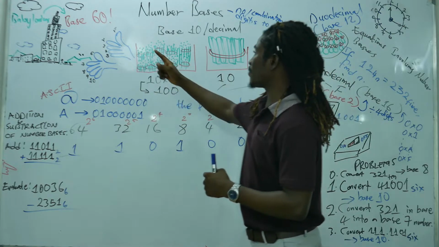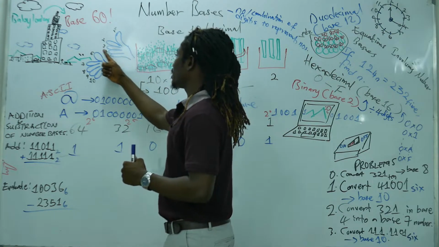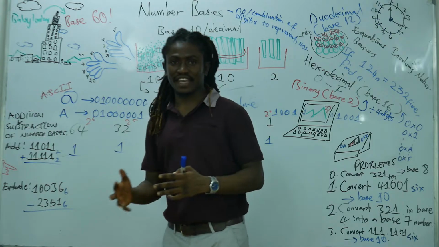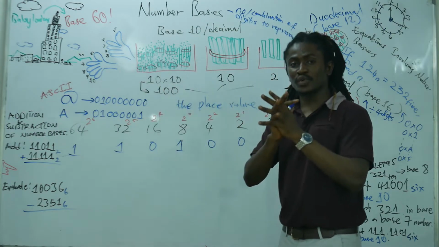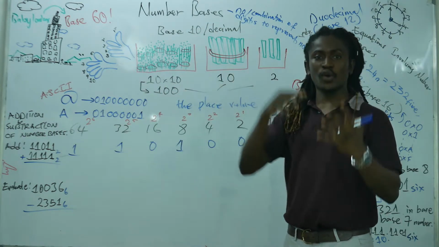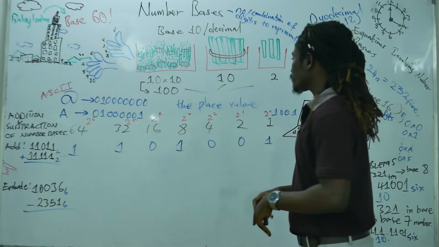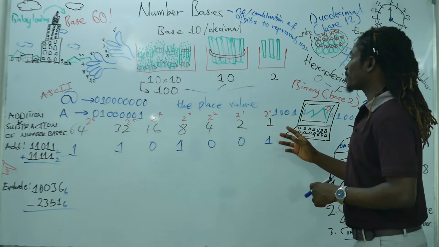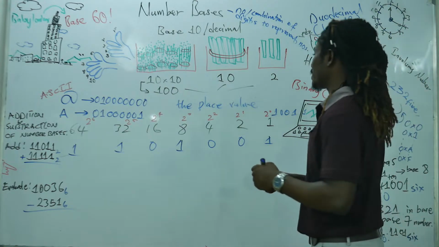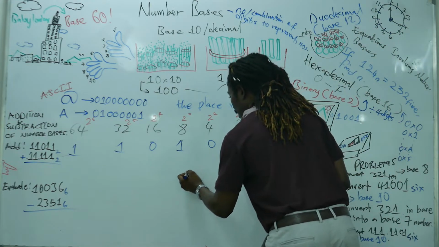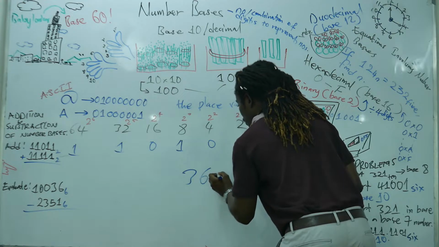So we have 1, 2, 3, 4, 5, 6, 7, 8, 9, 10 fingers. When we finish counting with our 10 fingers, we have to begin all over again. So what happens with base 10? Let me give you an example of a number: 3,614.